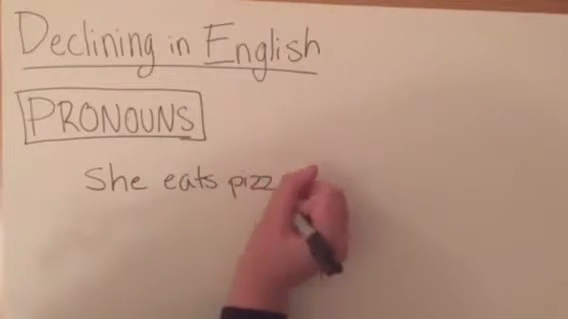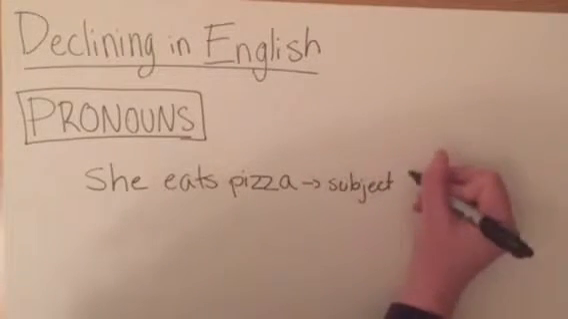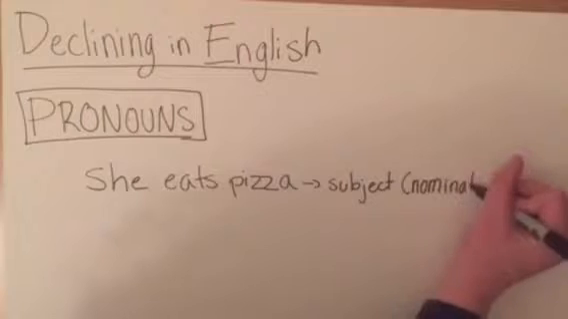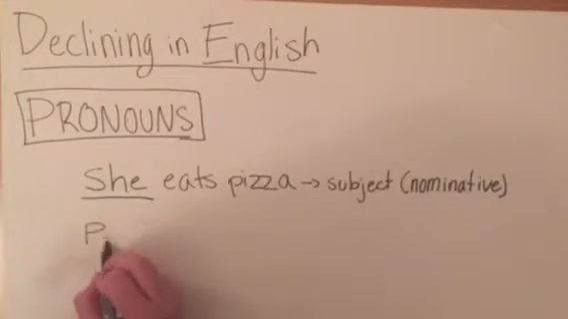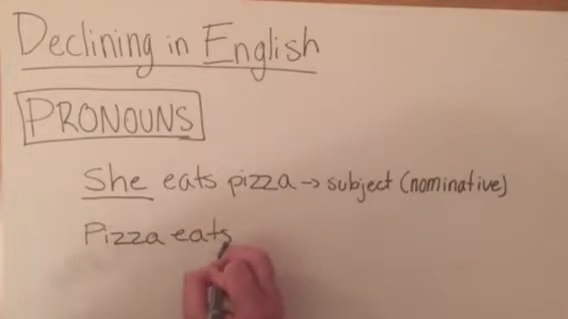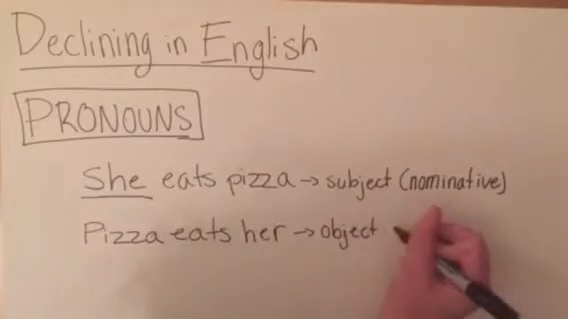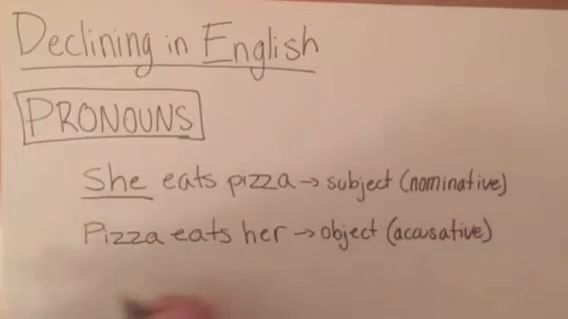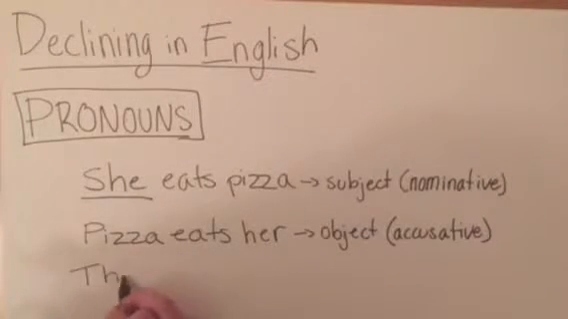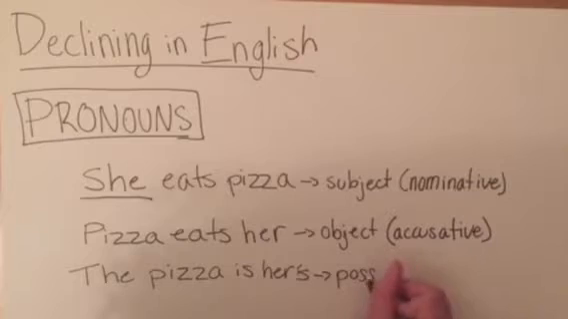Basic sentence. She is the subject of the sentence, which is kind of like the nominative case in Latin, because she's the subject. Subject is nominative. Okay. Pizza eats her. Now her has become the object of the sentence because her is getting verbed, which is kind of like the accusative case in Latin. And the pizza is hers is possessive. So this would be like the genitive case in Latin.